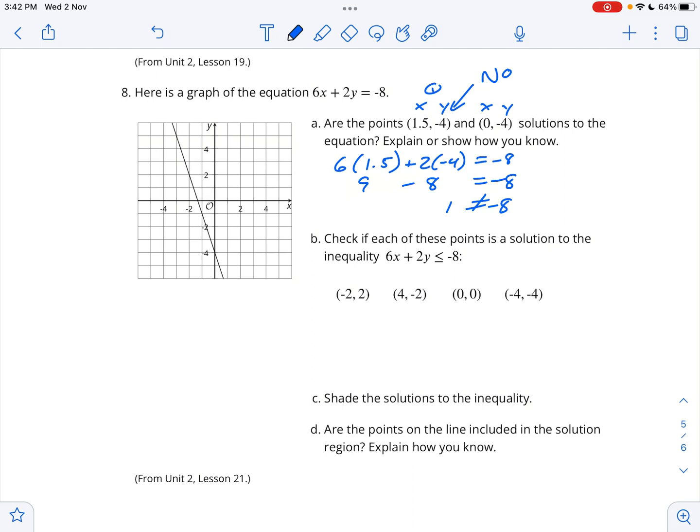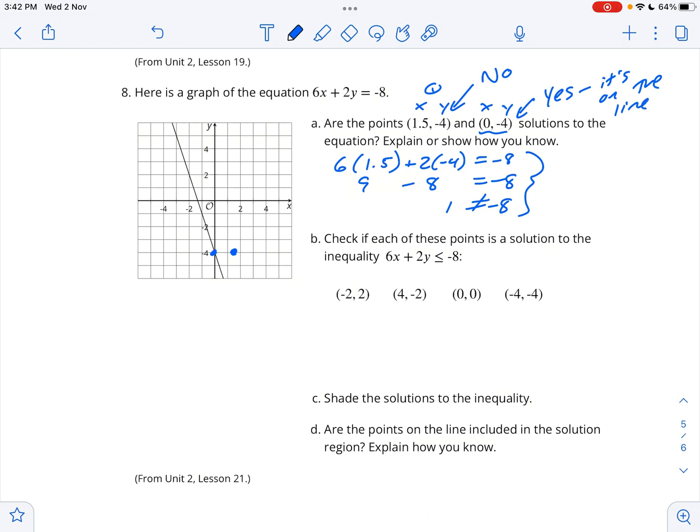And you can see on my graph, (1.5, -4) is going to be right here, which is not on that line. So you can either show it by substituting the point in, or you can just look at the graph. On that second one, (0, -4), that is on the line. So we could say yes. If you don't want to show the steps like I just did, you could just say it's on the line. That's how I know that it's a solution.